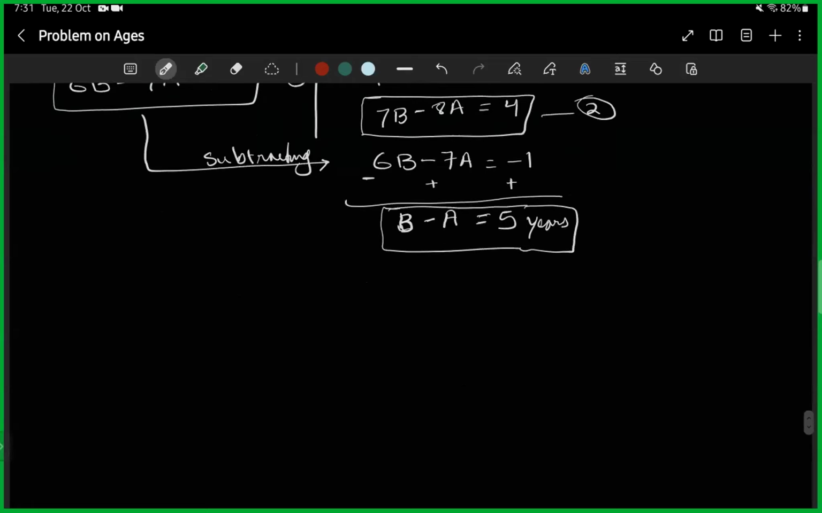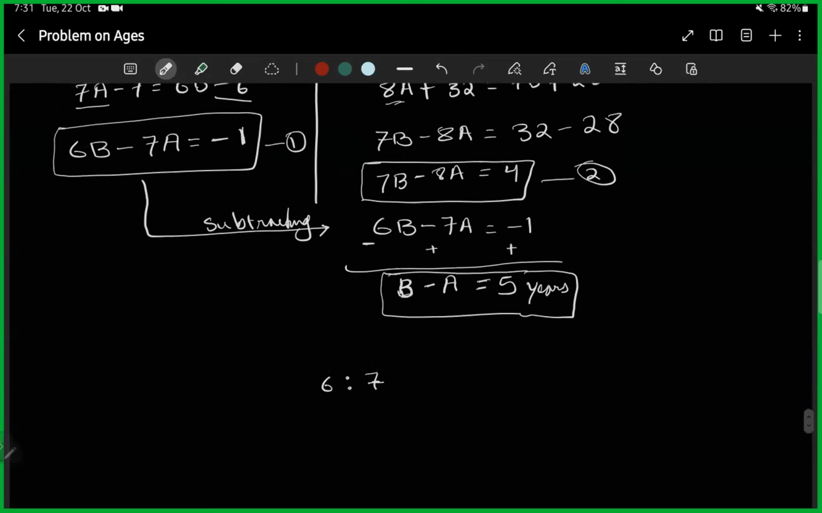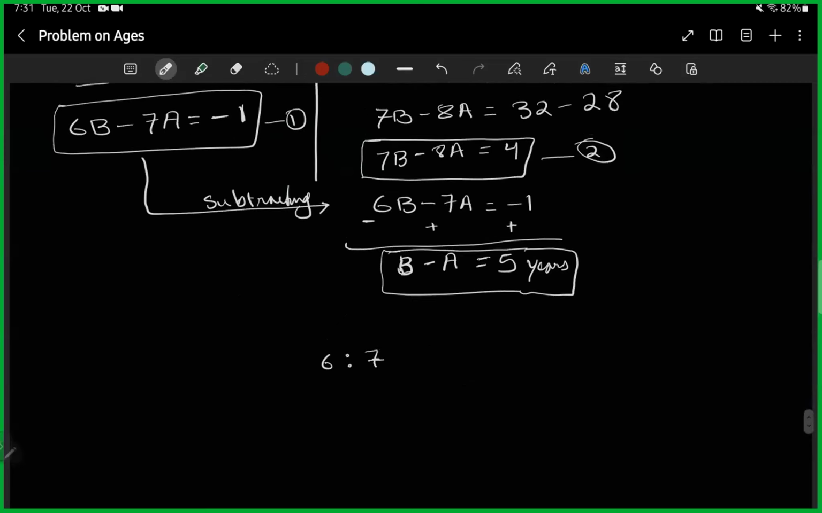Quickly, another method, if you cannot go by guessing, just purely by guessing. Our first condition is 6 is to 7. That is 1 year ago, and then the ratio should be 6:7.